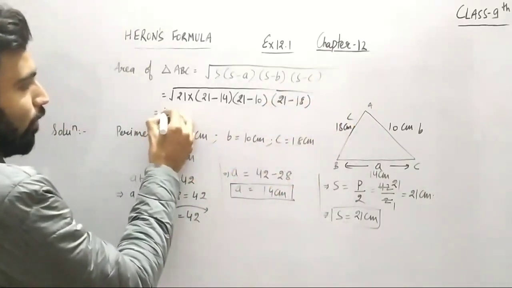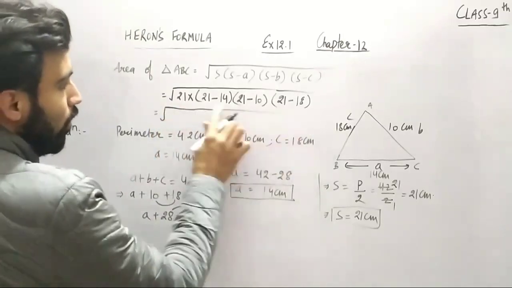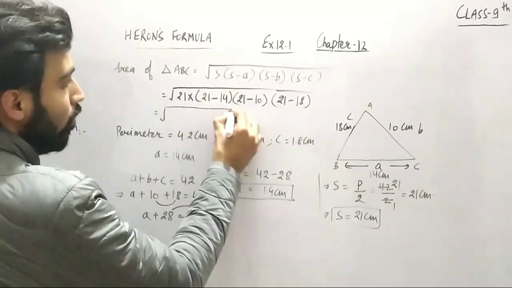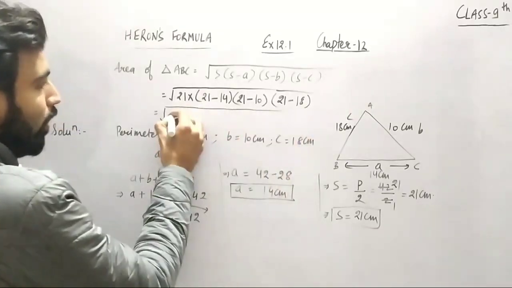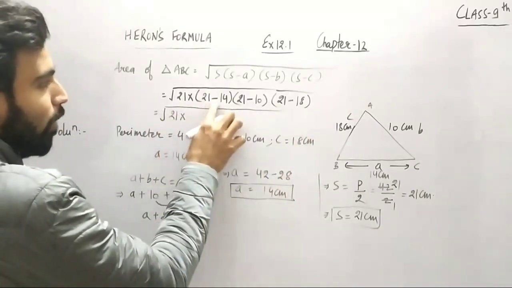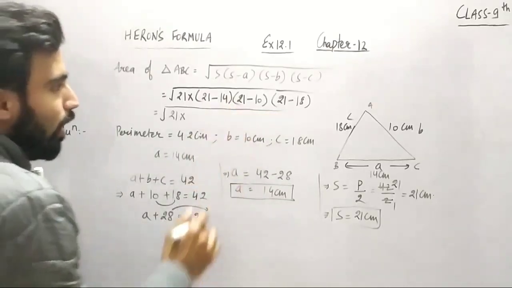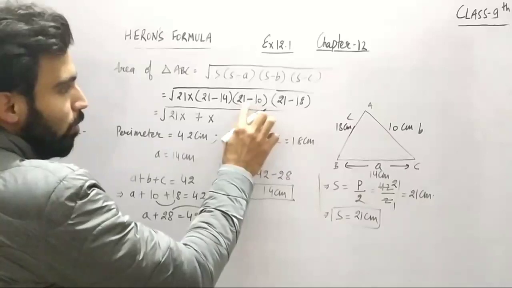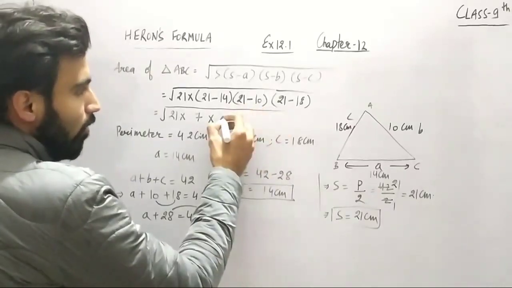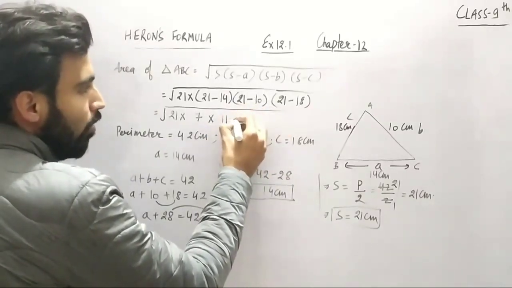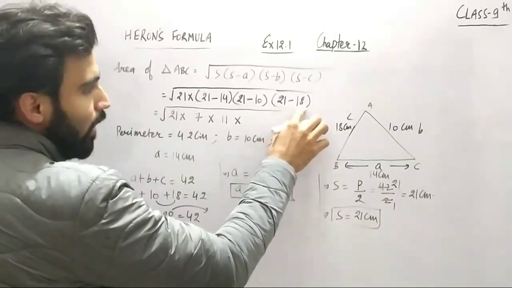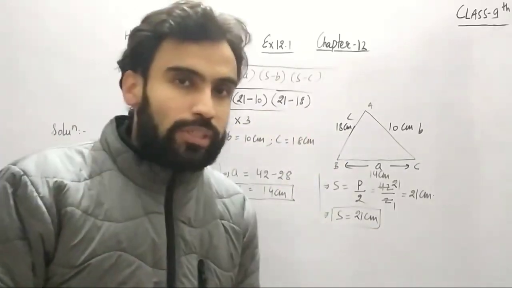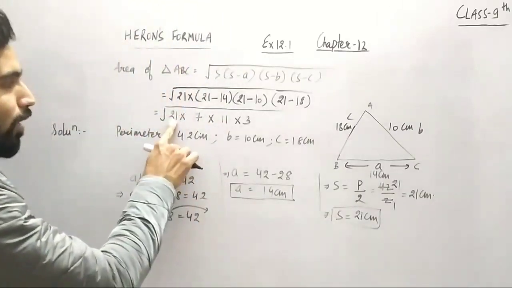So now if I just further solve it, let me just rub this line here. So 21 as it is, then 21 minus 14, right? So that will be 7, then multiply 21 minus 10, that will be 11, then 21 minus 18, so that will be 3. Now what we have to do is simply break them into factors, right?